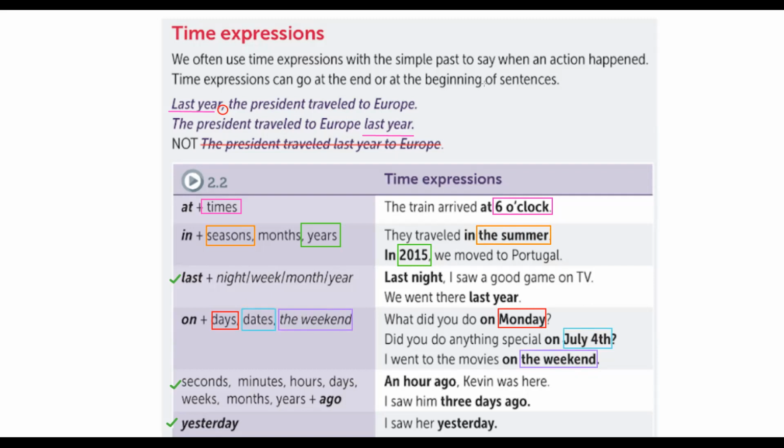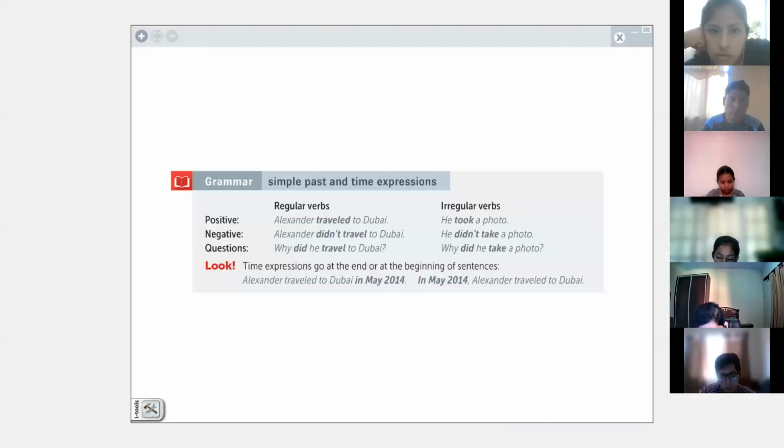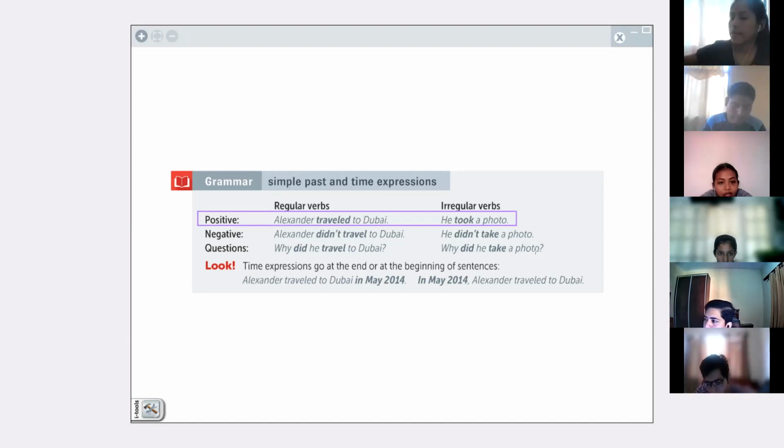Okay, let's read some of the examples we have here in your book. Please, Kenya, can you read the positive sentences, the affirmative sentences? Alexander traveled to Dubai. He took a photo. He took a photo. Very good. Thank you. Let's go with another student.